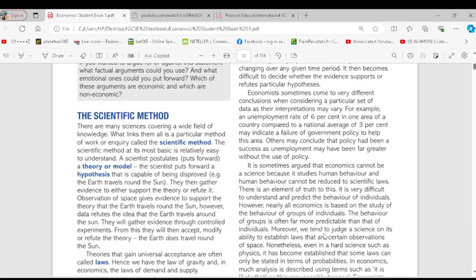So, economists sometimes come to very different conclusions when considering a particular set of data, as their interpretation may vary. For example, an unemployment rate of 6% in one area of a country compared to a national average of 3% may indicate a failure of government policy to help this area. Others may conclude that policy has been a success, as unemployment may have been far greater without the use of policy. So, economics as a social science deals with interpretation. Your interpretation might be different from my interpretation. They made the example of a country.